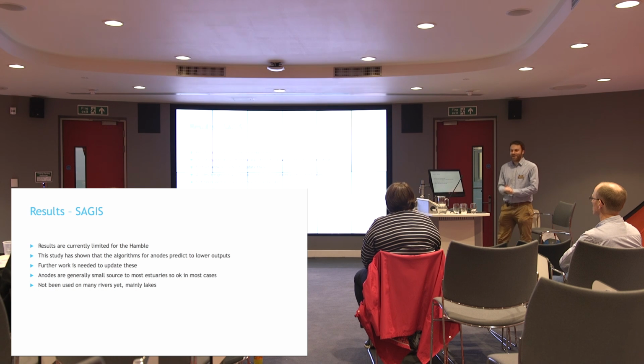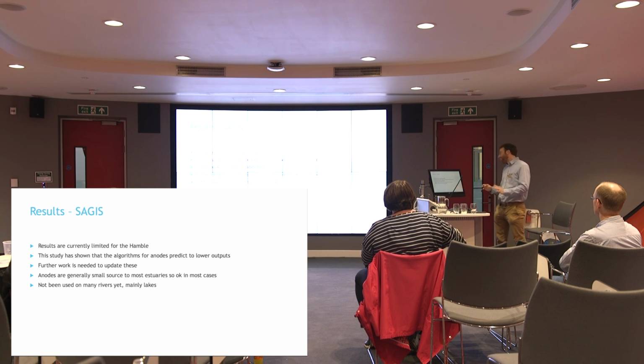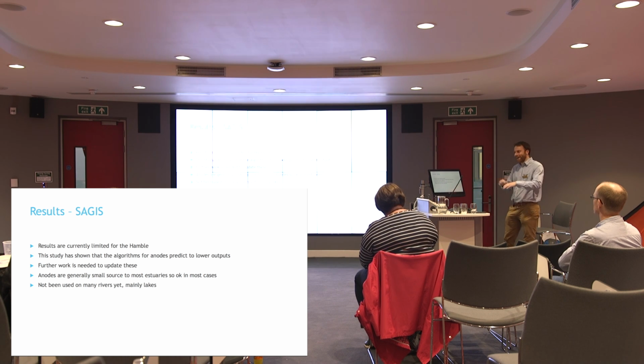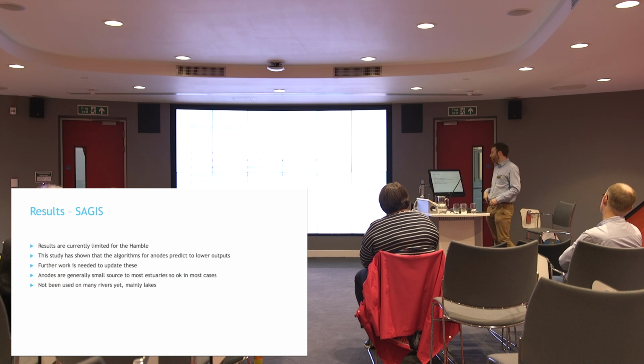But sadly, due to the fact that anodes are such a big source at Handball, this model predicted very, very low zinc levels. The reason for this is that the algorithm for anodes has in the past been set quite low, because anodes have been a very small source to most estuaries. But as we found out with Handball, this algorithm needs to be adjusted so we can get a proper output. Something I found out with models is, as fun as they are, you sometimes get variable results. Further work needs to be done.